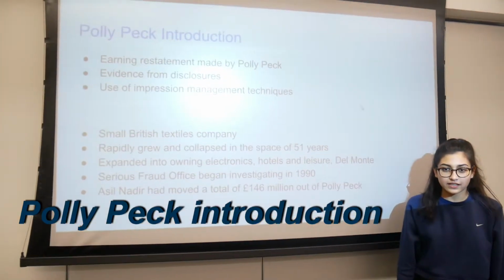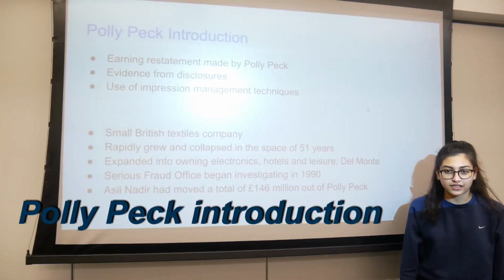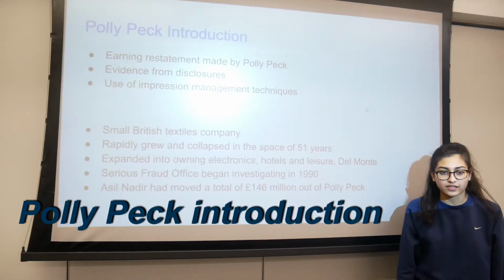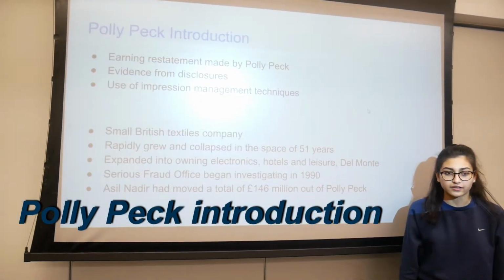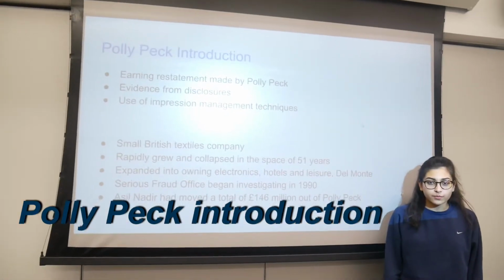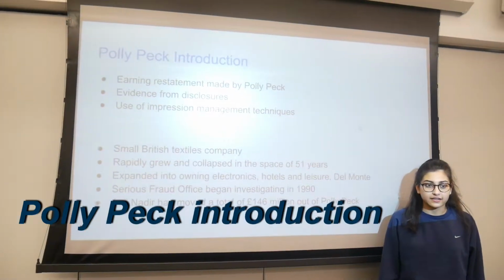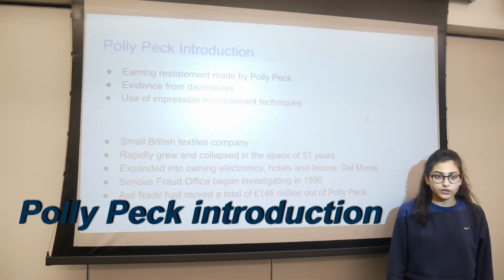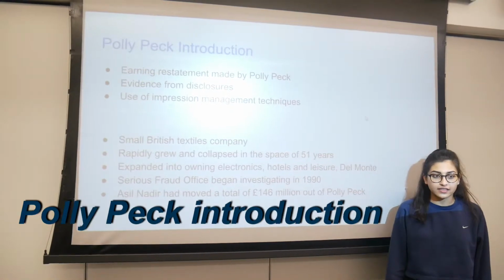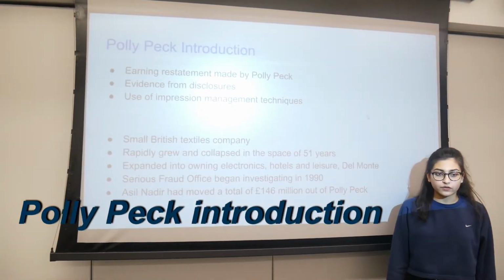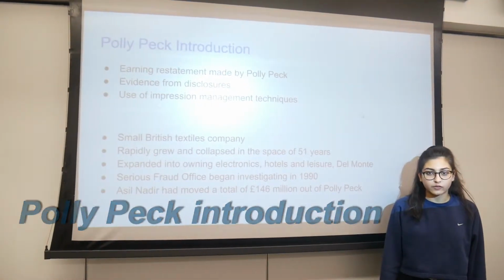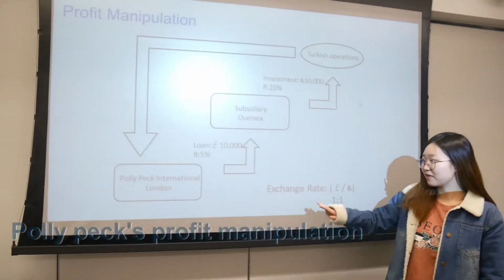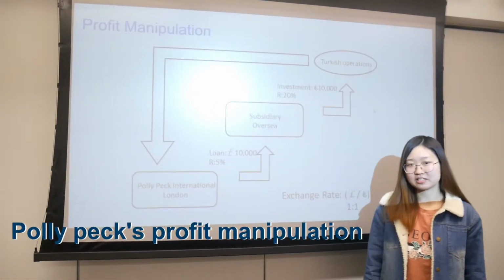At the company's peak, it expanded and owned Europe's largest electronics companies, hotel and leisure complexes, and the global fruit brand Del Monte. The company was worth £1.6 billion by 1989, and in the 1990s, the Serious Fraud Office began investigating, finding that the CEO of Polly Peck had moved a total of $146 million out of Polly Peck. Now let's find out how Polly Peck attracted the investors.